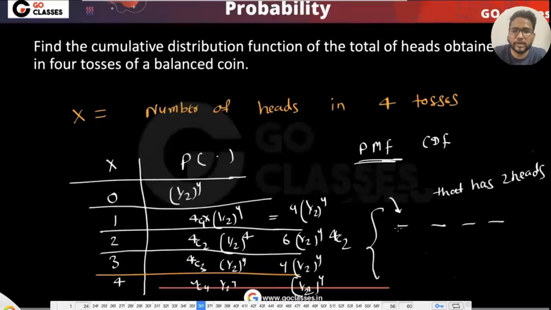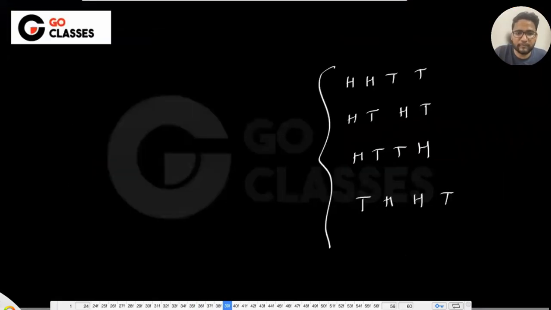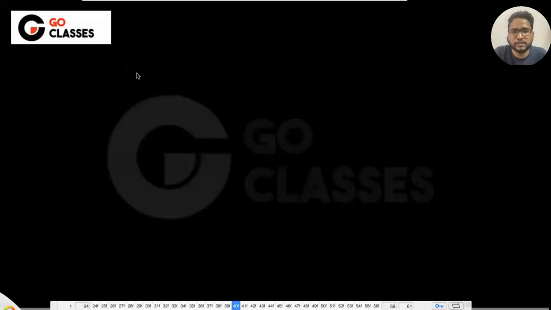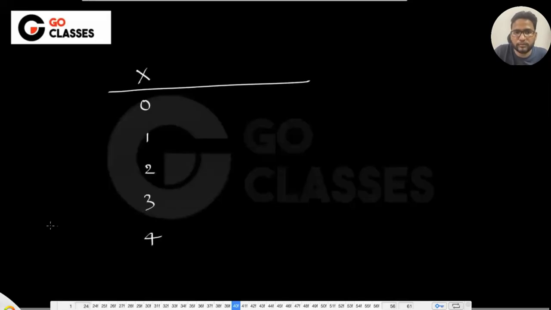Okay, so anyway, let's come to this. Now, what we wanted to calculate is the CDF. PMF is clear to everyone, right? So for PMF, we will be getting this. Now, how do we calculate the CDF? Let me write the PMF once again. The possible X values could be 0, 1, 2, 3, 4. Okay.